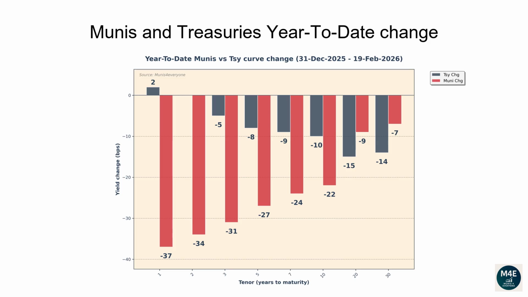This graph is similar to the previous one, but instead of showing how interest rates have moved versus the prior day, they show how much they have changed since the end of last year. The current bar plot shows how Muni and Treasuries have changed year to date.